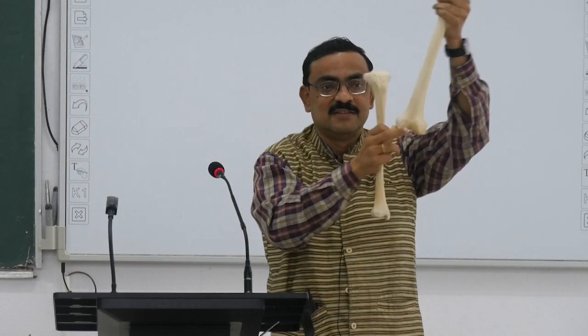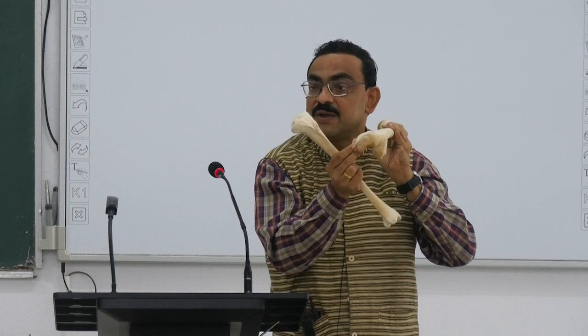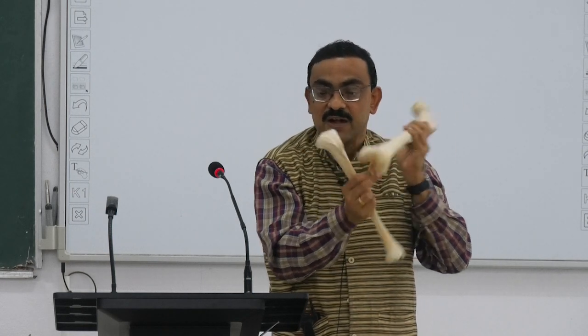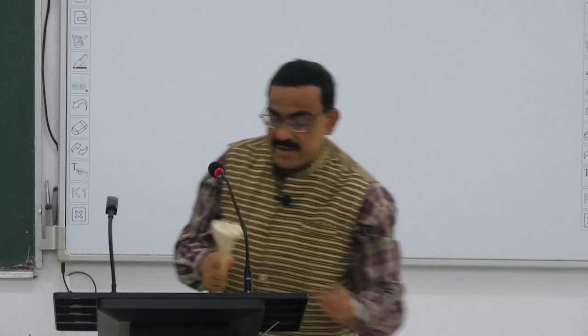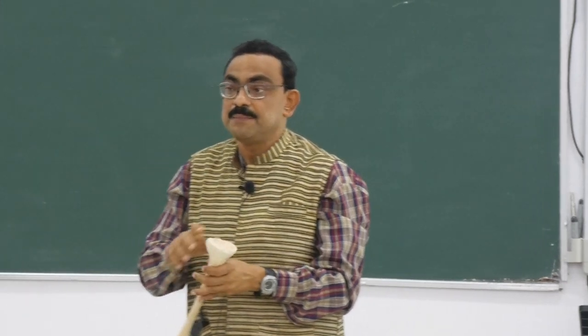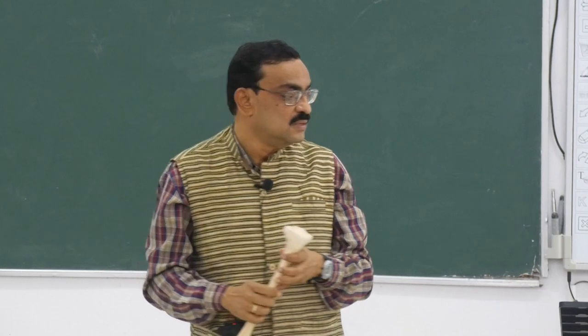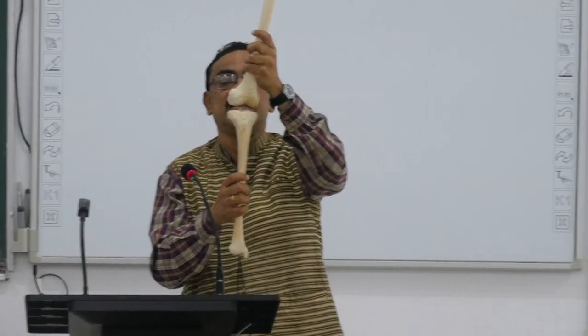Okay, just forget the upper end. Clear? So this is the medial condyle, and this is the lateral condyle. And similarly, we are getting the medial condyle and the lateral condyle, which means the articular area. And in between these two condyles, there are two semilunar cartilages.